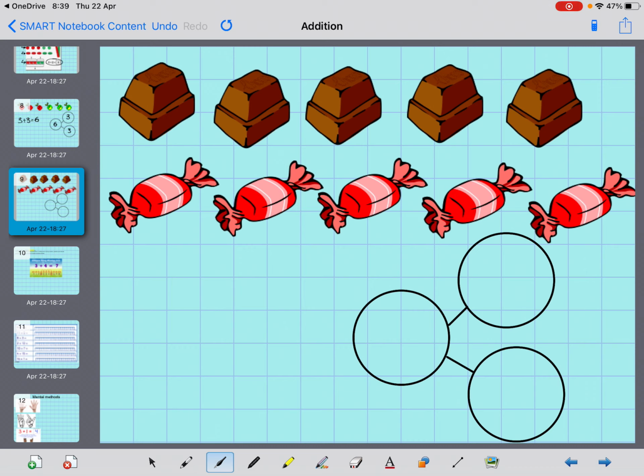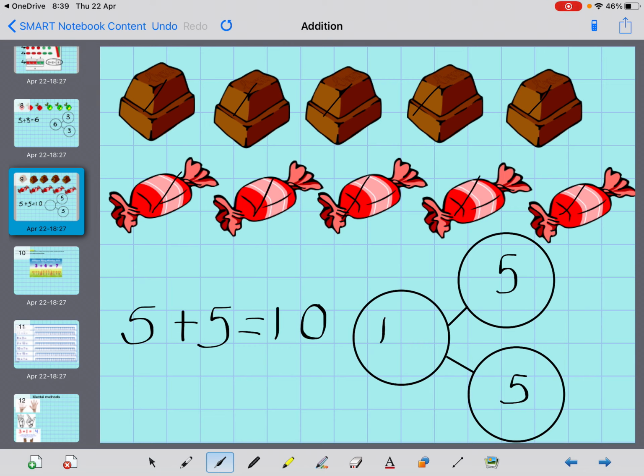Again, I have 5 pieces of chocolate here and 5 sweets. How many do I have all together? I can count them. 1, 2, 3, 4, 5, 6, 7, 8, 9, 10. So 5 and 5 make 10. So here you can see I'm using pictures to help me add rather than moving real objects.